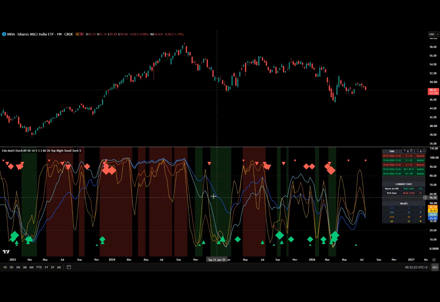Let's start with the 4 lines. Each one is a stochastic with a different period. The blue line is the 89-period stochastic, the macro reading, slow and heavy. The teal line is the 50, the intermediate trend, the one that usually decides the medium-term picture. The orange line is the classic 14 that every trader knows, and the yellow one is the 5, pure short-term momentum. On the India ETF the 4 of them are traveling together in the 30s, and the panel reads 3 out of 3 above the macro line.